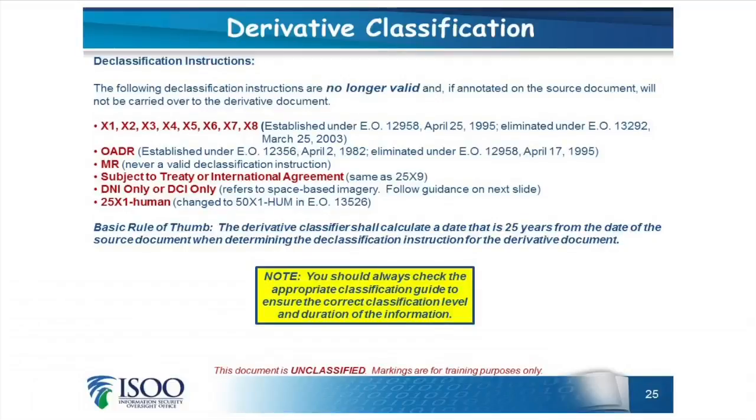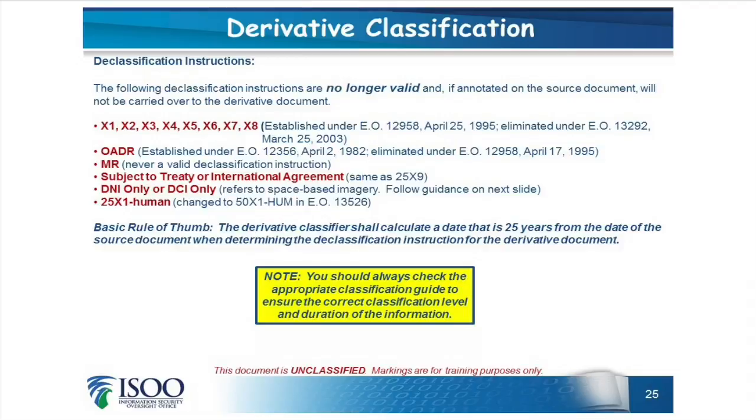Subject to treaty or international agreement is essentially the same as 25X9, which will be covered in more detail. For consistency, it is preferable to use the exemption code rather than a description of the exemption category. DNI only, or DCI only, refers to the fact that space-based imagery was in the document, and we will cover that on the next slide. 25X1 human has been changed to 50X1-HUME and is used for information that clearly and demonstrably could be expected to reveal the identity of a confidential human source or a human intelligence source.